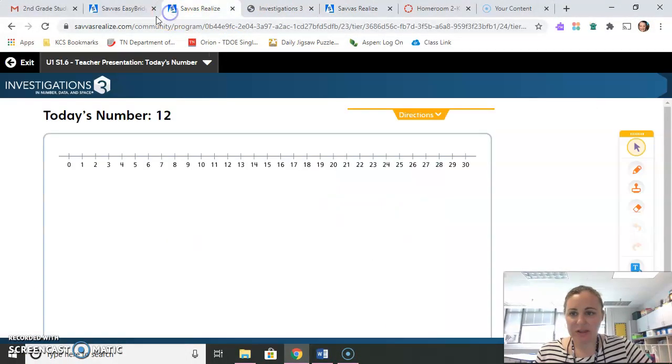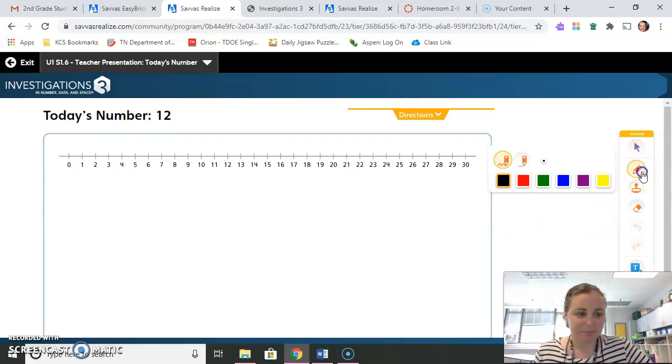So we are going to look here at our number line. And this number line does look a little different from yours, and it looked different from the one that we used last week. So if you notice, this number line starts at 0, and each mark is counted, and it goes all the way up to 30. So today's number is 12. So I want you to take a second and don't touch your computer screen, but put your finger up where you think the number 12 is on our number line.